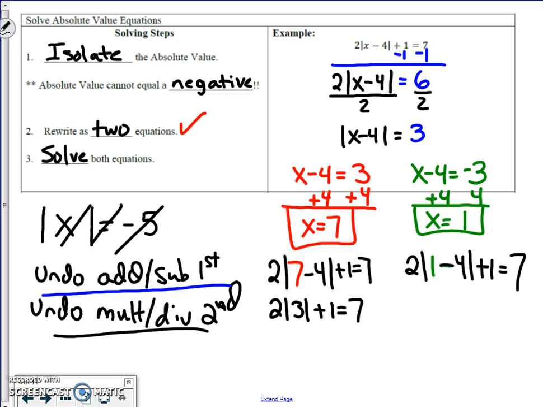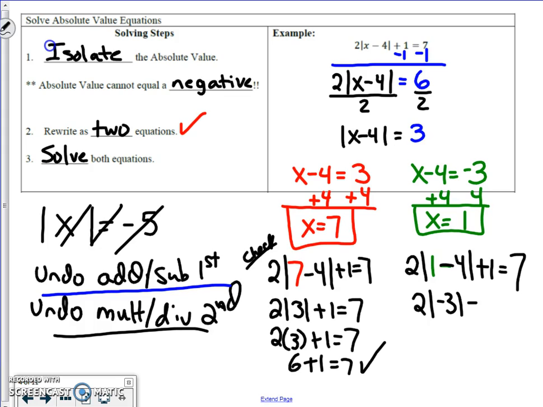The absolute value of 3 is 3, so you're going to get 2 times 3 plus 1 is equal to 7. That's going to be 6 plus 1 is equal to 7. That checks out. Over here, I'm going to get 2 times the absolute value of negative 3 plus 1 is equal to 7. I'm going to get 2 times 3. The absolute value of negative 3 is 3. The distance from 0 to negative 3 is 3. So I get 2 times 3 plus 1 is equal to 7, that 6 plus 1 is equal to 7. That also checks out. So x equals 7 and x equals 1 are my answers.